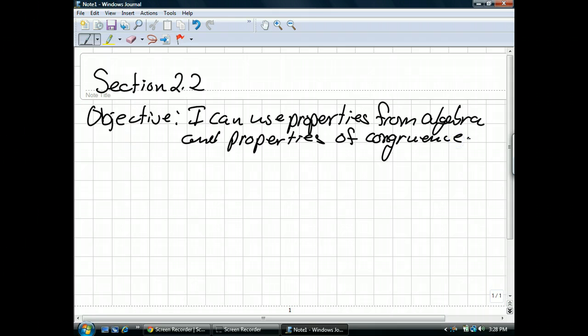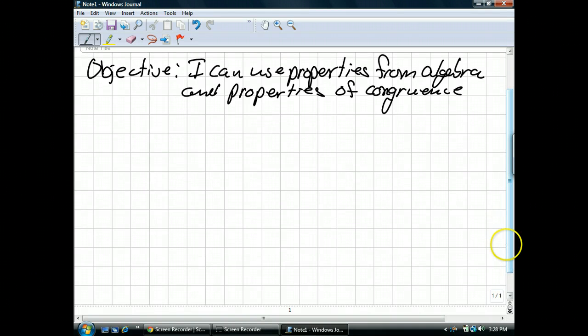Right. So the first properties are properties of equality. These are the ones that you used in algebra to solve equations. So the addition property.